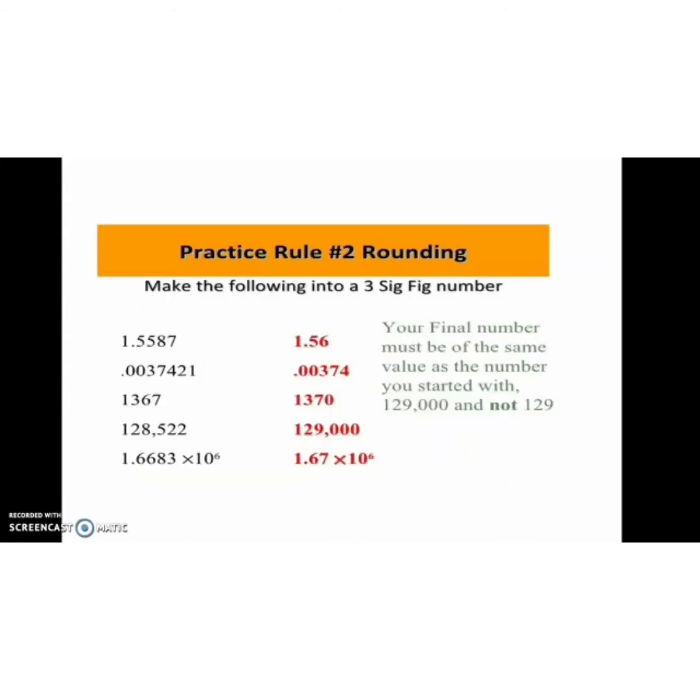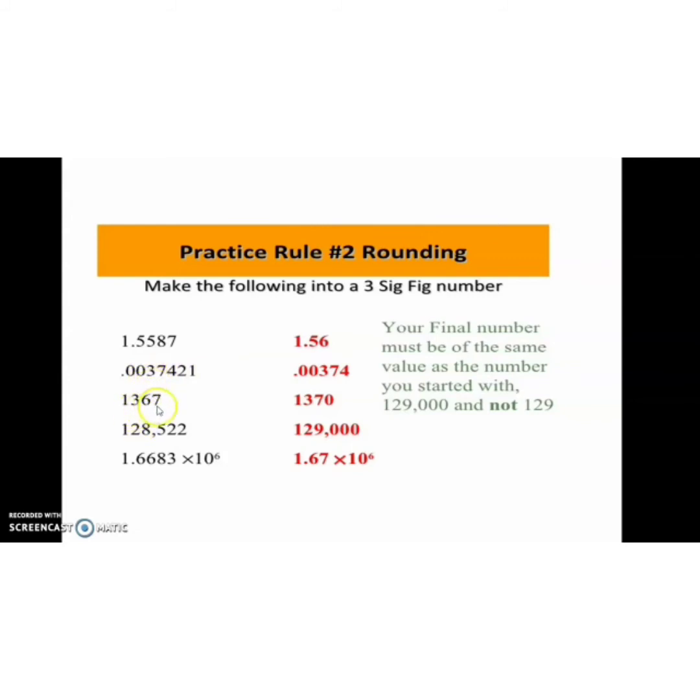Like this, 1.5587. Since the last digit is greater than 5, and in 1.55 the last digit is 5, which is an odd number, so just round to 1.56. Next one, 0.003742, the 2 is less than 5, so just eliminate these digits and it becomes 0.00374.